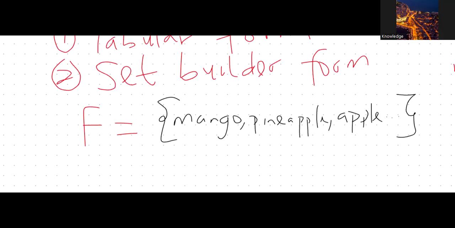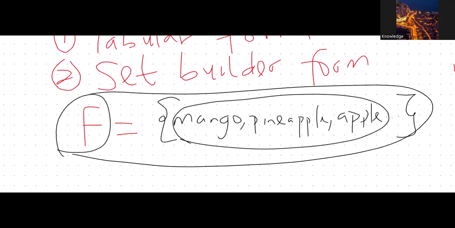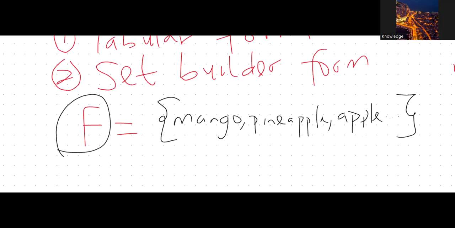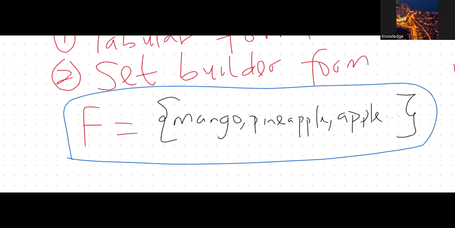What it means is F is a set. And what kind of set is F? Set of fruits. F is a set of fruits. So when you see a set written in this form, it is in the tabular form, which means it looks like a table.